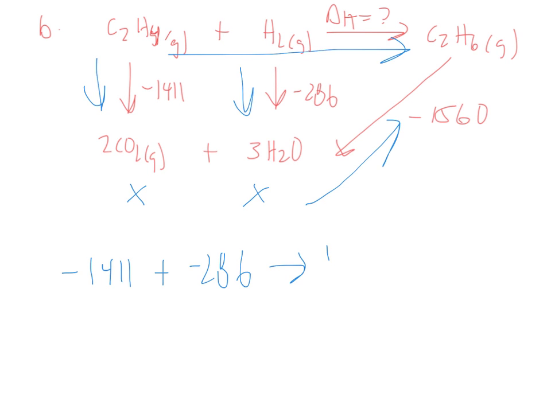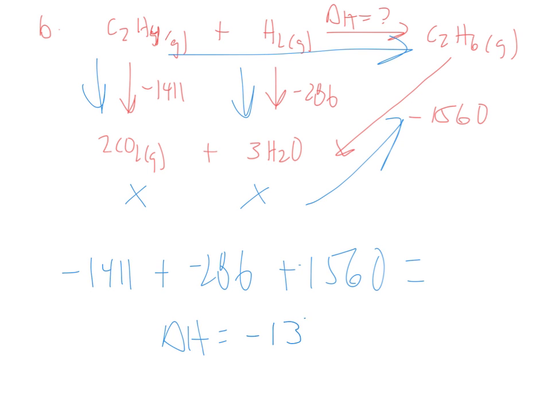But I have to flip the 1560 to a positive 1560 because I'm going to reverse the direction. So using this energy diagram, I come up with a delta H of negative 137 kilojoules per mole, which is a little lower than the negative 202 I had in part A.